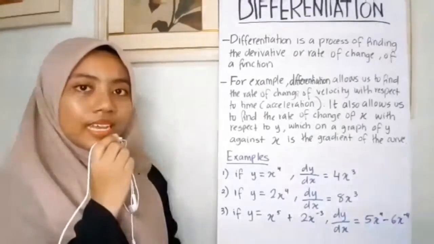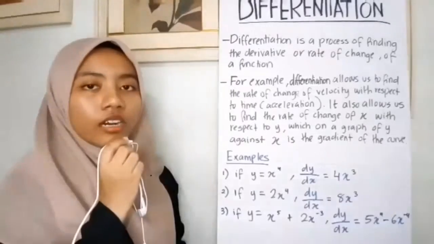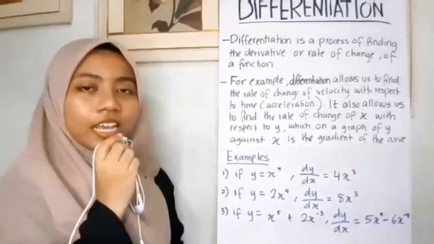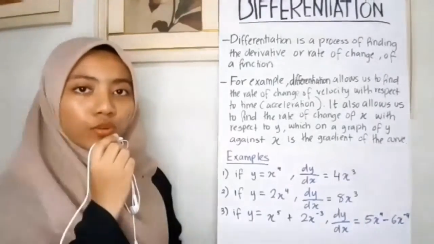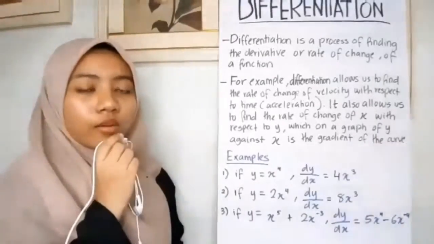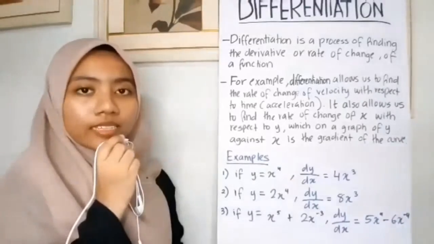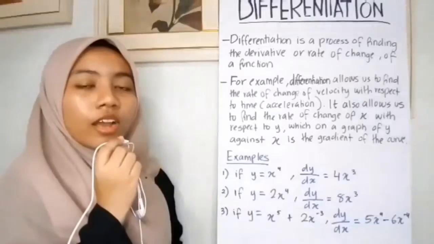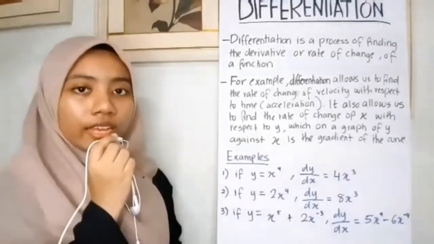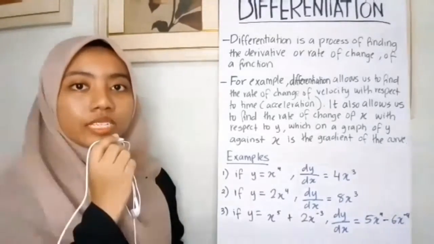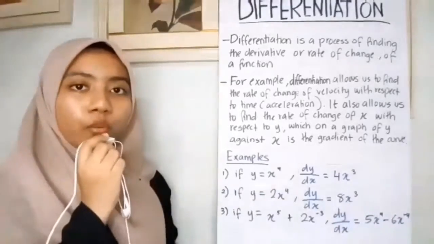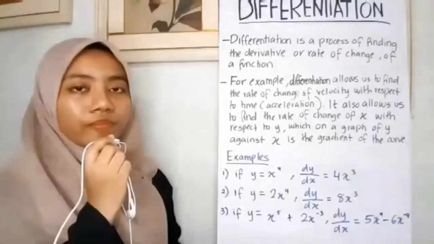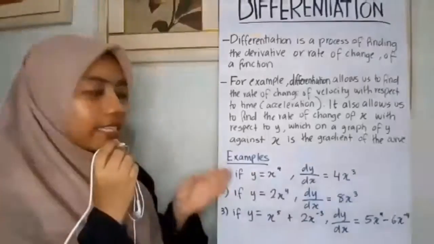For example, differentiation can be used to find a rate of change of velocity with respect to time. Also, we can say it as acceleration. Second, we can use differentiation to find a rate of change of y with respect to x, which we can see on a graph where y against x is the gradient of the curve. So we'll look at this example.